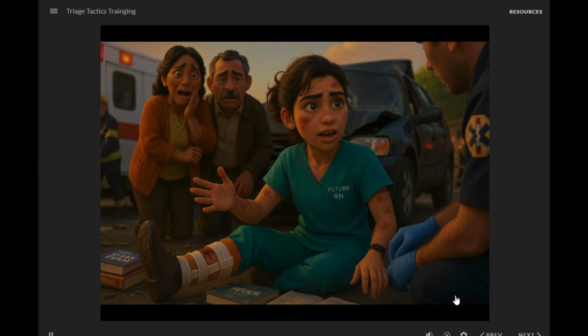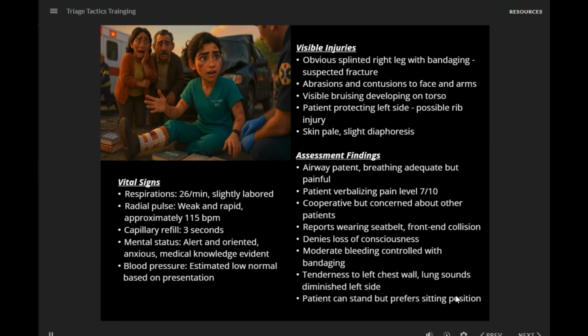Your assessment begins now. Patient is a 22-year-old female, conscious but in significant distress, found sitting upright against vehicle. Patient identifies herself as a nursing student. Vital signs: respirations, 26 per minute, slightly labored, radial pulse, weak and rapid, approximately 115 beats per minute, capillary refill, 3 seconds, mental status, alert and oriented, anxious, medical knowledge evident, blood pressure, estimated low normal based on presentation, visible injuries, obvious splinted right leg with bandaging, suspected fracture, abrasions and contusions to face and arms, visible bruising developing on torso, patient protecting left side, possible rib injury, skin pale, slight diaphoresis.